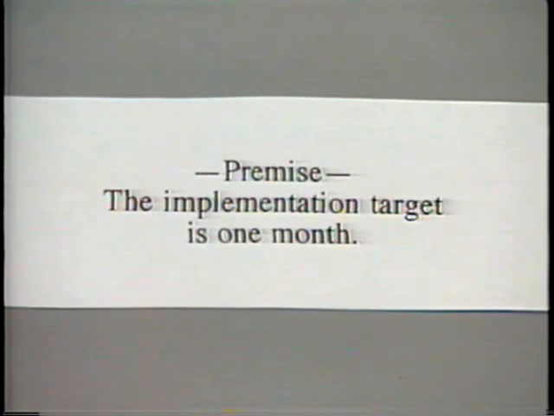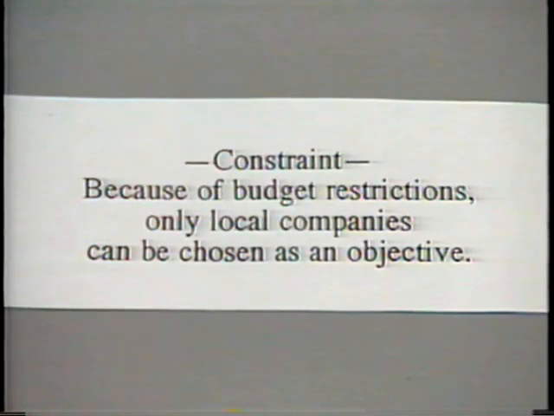Step 2 is to define the existing situation and identify any constraints that will govern how the chosen objective is achieved, such as delivery deadlines, budget, etc. In this case, we determined that our premise was the implementation target is 1 month. And we identified a constraint. Because of budget restrictions, only local companies can be chosen as an objective.